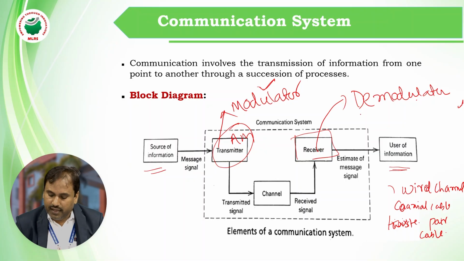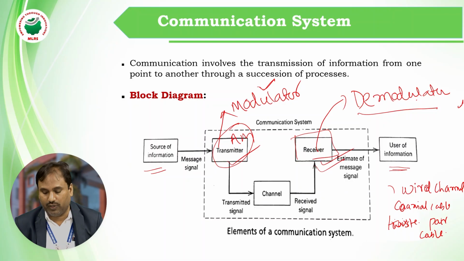On the receiver side, we will have a demodulator. If you are using an FM modulator, here you use an FM demodulator. If you are using an AM modulator, you use an AM demodulator on the receiver side. Like that, we will have different modulation and demodulation techniques in our communication system. These are the elements. This is a general block diagram of a communication system.